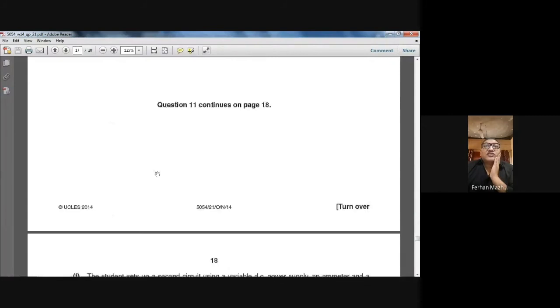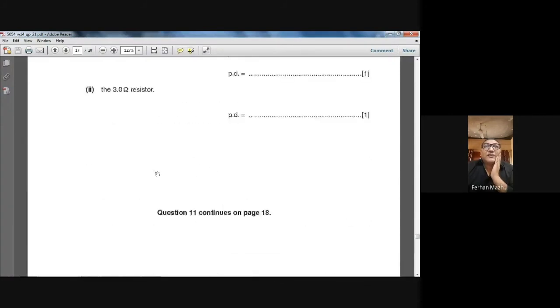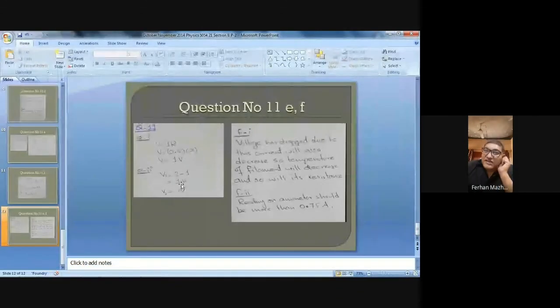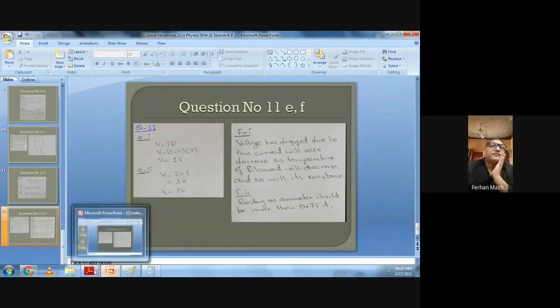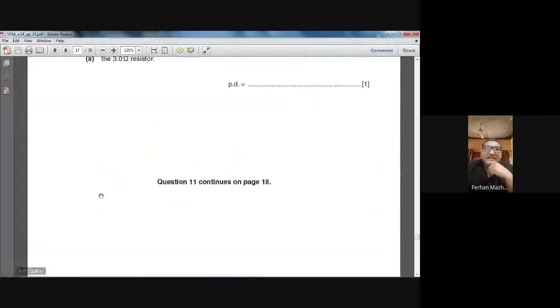Okay, the next question is the F part. Let me show you the marking scheme. So how we have done: V3 will be equal to 2 minus 1, and that will be 1 volt. We will see the marking scheme at the end.